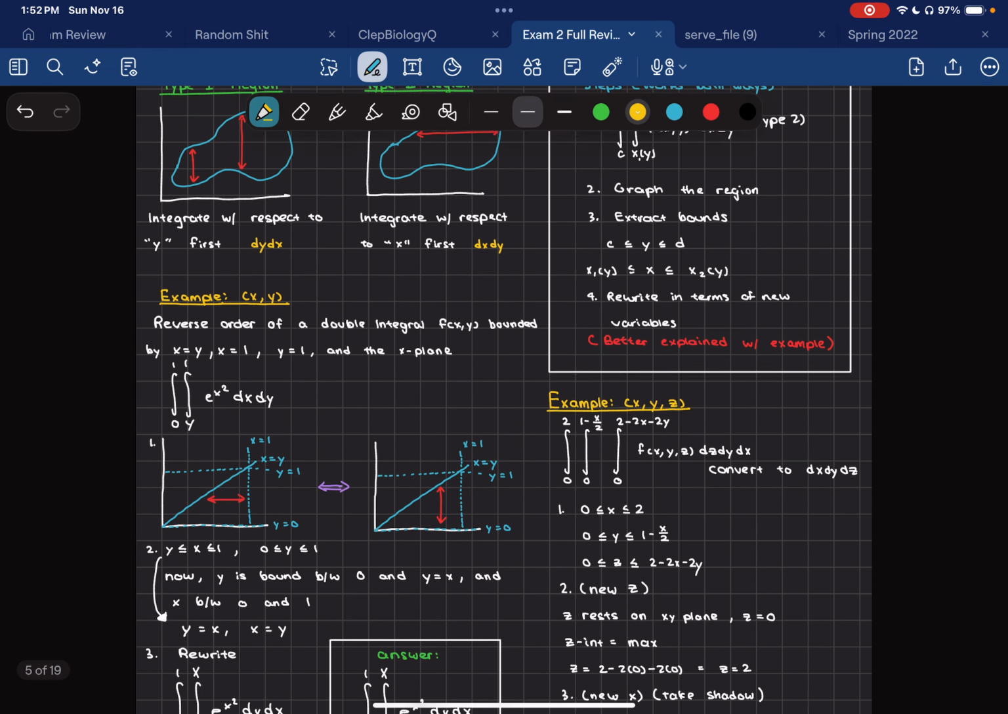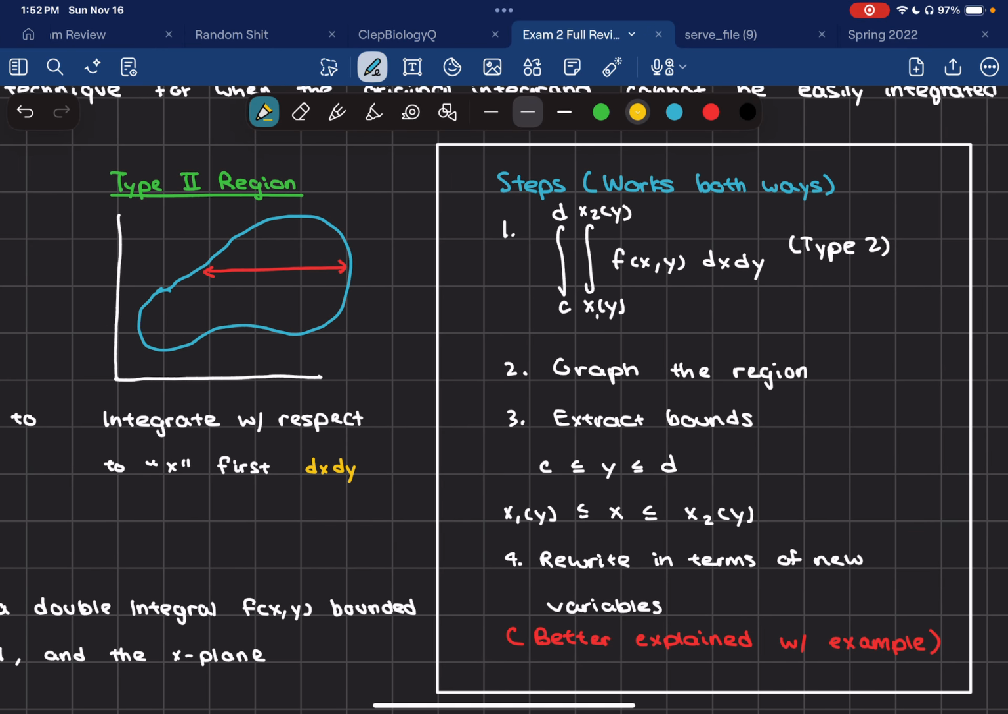Okay, so here are steps. They work both ways. So what I haven't told you guys is that you should learn how to draw these regions. Especially with the double integrals, they will never be too horribly difficult. The triple integrals, you get a pass on not being able to draw them because they do get very tricky for some of them.